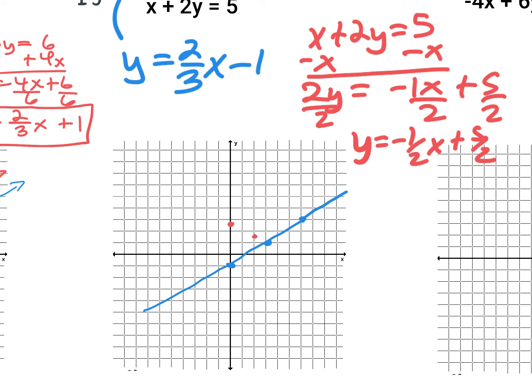This should be the ordered pair. Here, so down 1 and over here. So my point of intersection is this ordered pair, 3, 1. So right here is the point where the two lines intersect.